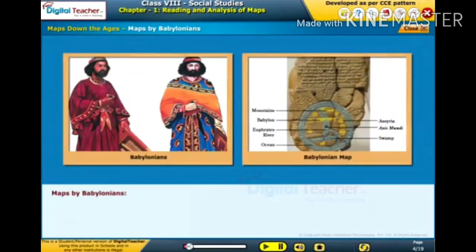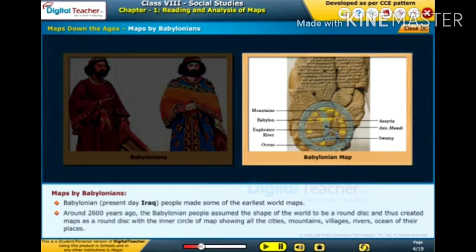Maps by Babylonians. Babylonian people, from present-day Iraq, made some of the earliest world maps. Around 2,600 years ago, the Babylonian people assumed the shape of the world to be a round disk and thus created maps as a round disk with the inner circle of the map showing all the cities, mountains, villages, rivers, and ocean of their places.